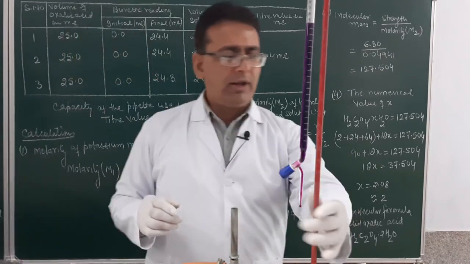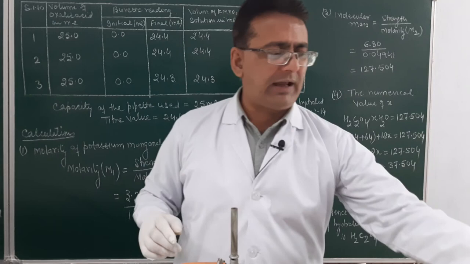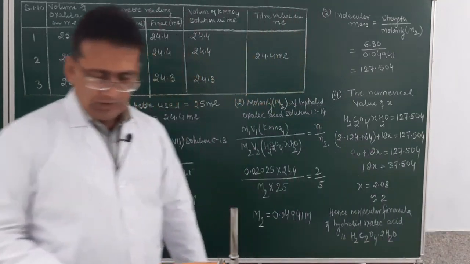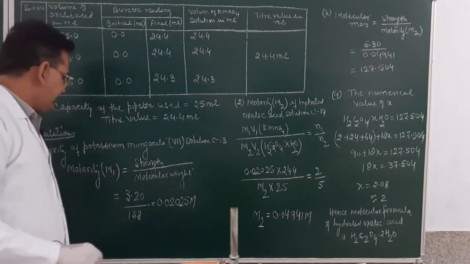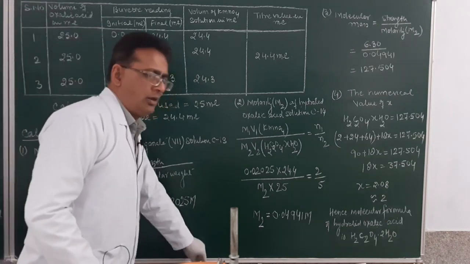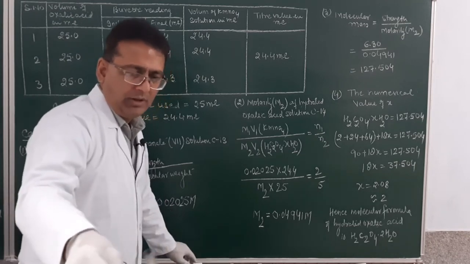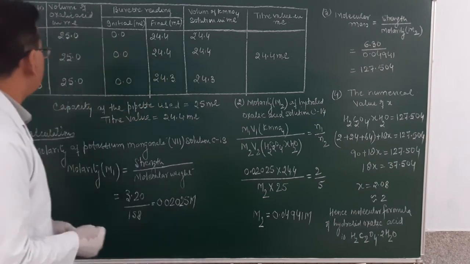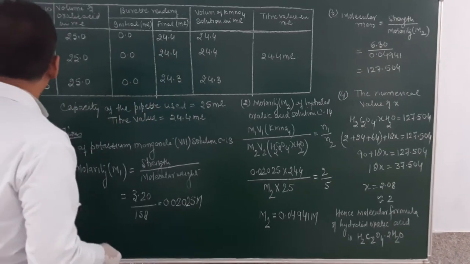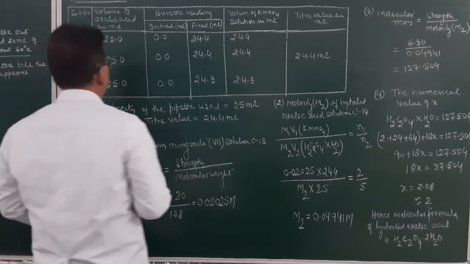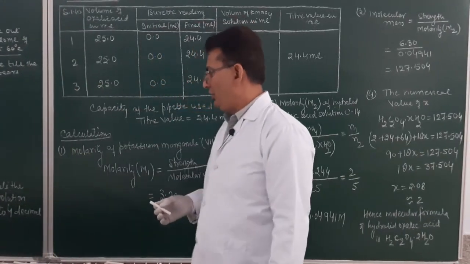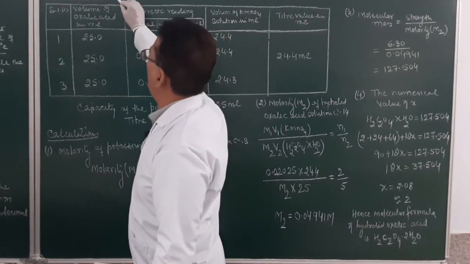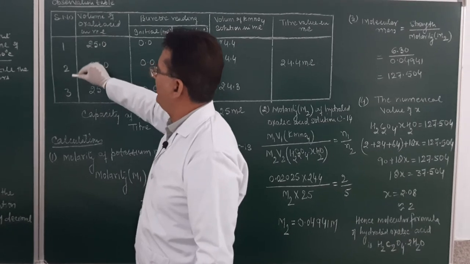Am I clear? Now students, after obtaining the titer value, I'll show you how to obtain the result by calculations. Now, in this case, I need to do the calculations. How will I do the calculations? What was the first point? I have to calculate the molarity of KMnO4 solution. Now, as per the instruction of the board, all the calculations are to be done up to 4 decimal places. So, first of all, we'll make the observation table. This is serial number.